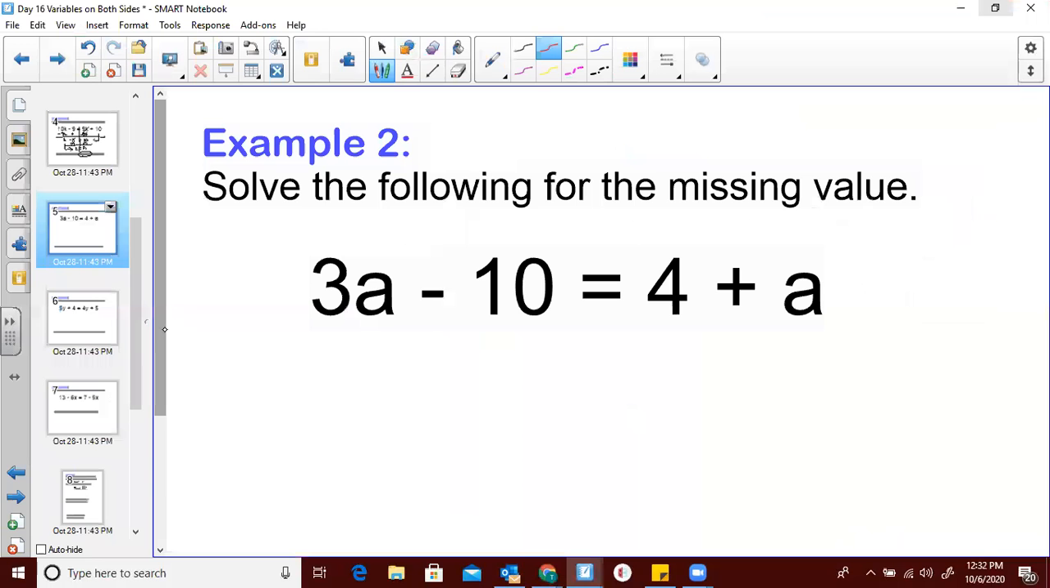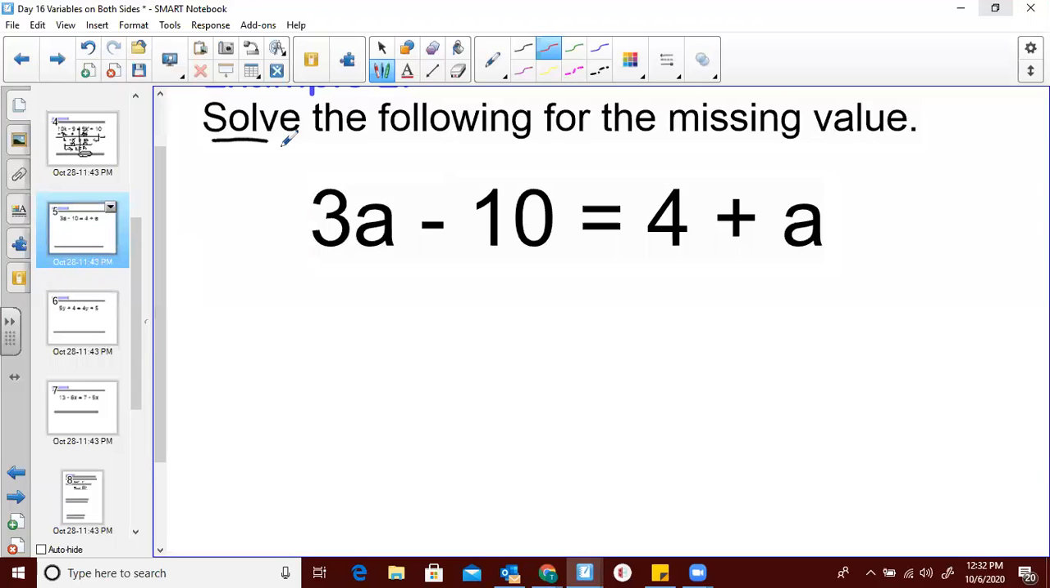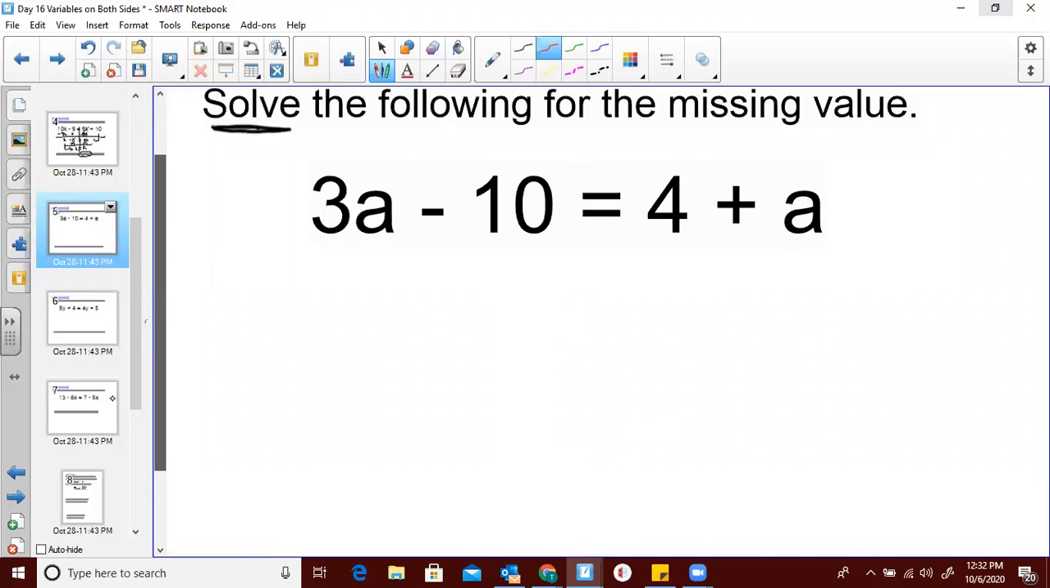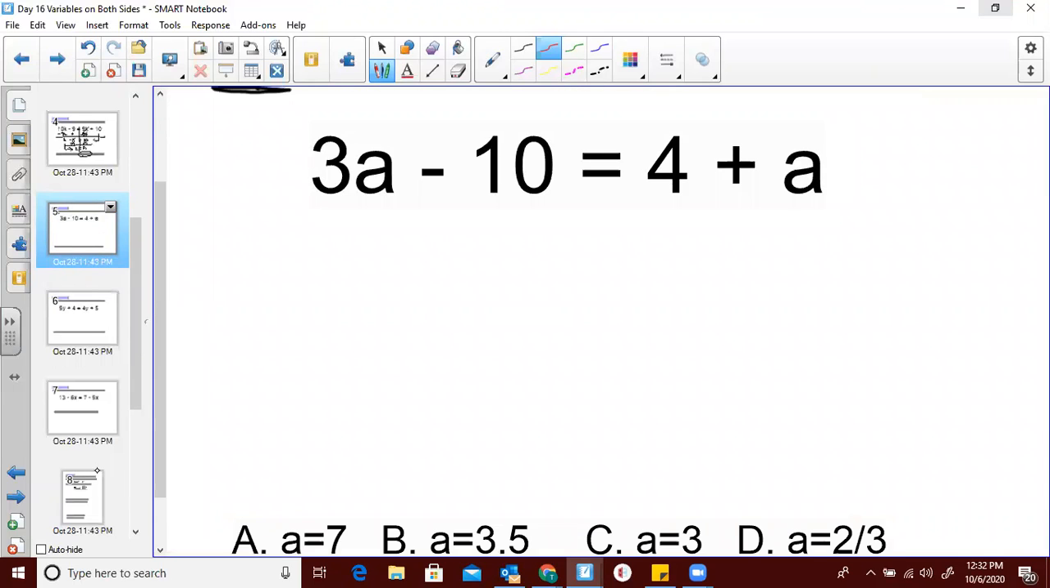All right, so another one. Remember, we're solving, so that means we're looking for the missing value, and in this case, it's A. I told you that we're not going to have any distributive property or combining like terms, so we're going to jump right into the variables on both sides. We'll have a 3A on my left side and a 1A, remember that's a 1, on my right side, and it's positive. So I want to move it from my right side to my left side. Again, you don't have to. There's multiple ways to solve these, but I'm just letting you know that it's going to be helpful in the future when we get to inequalities.